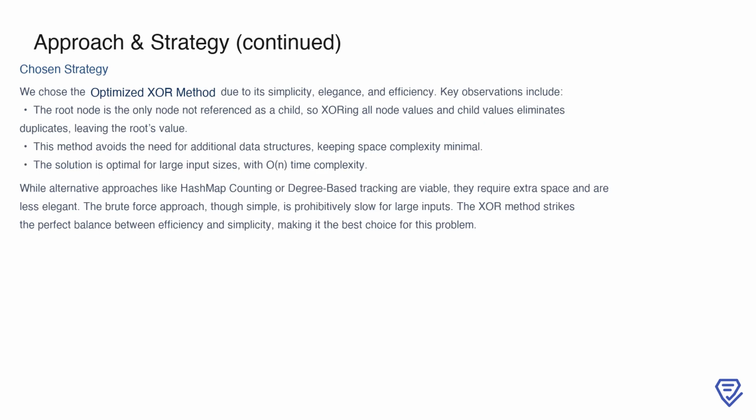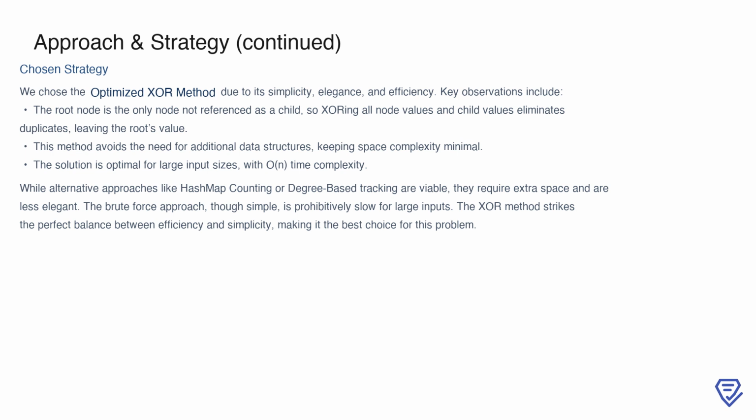Ultimately, we chose the optimized XOR method as the best strategy for solving this problem. Its simplicity, elegance, and efficiency make it stand out. The key insight is that the root node is the only node not referenced as a child, and XORing all node values and child values eliminates duplicates, leaving the root's value. This approach minimizes space usage since it avoids additional data structures, keeping the space complexity at O(1). It's also highly efficient, with a time complexity of O(n), making it ideal for large input sizes.